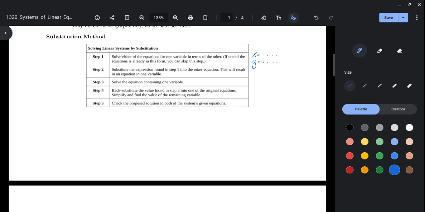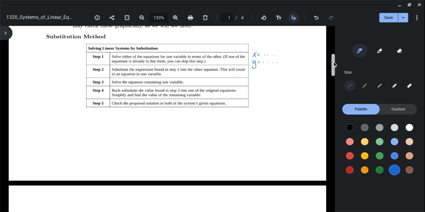Also, another thing that I want to emphasize is step 5, which is checking the proposed solution in both of the system's given equations. Checking is very important. So make sure that if we have one, no, or multiple solutions, we're checking our methods and plugging in those solutions that we do get to make sure it makes all of the equations true, not just one, but all of them.